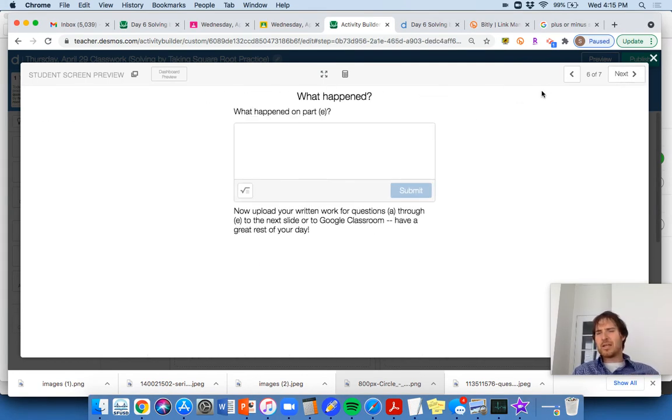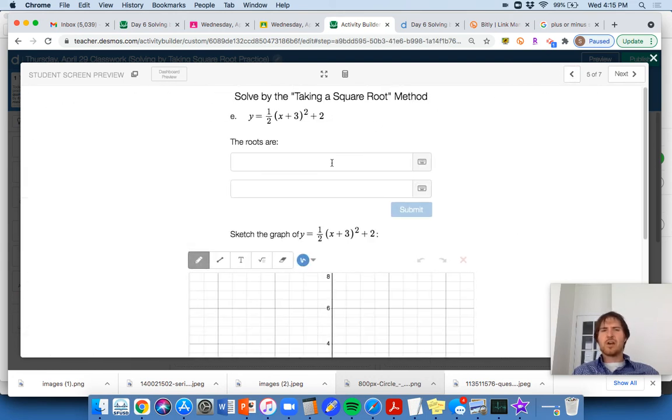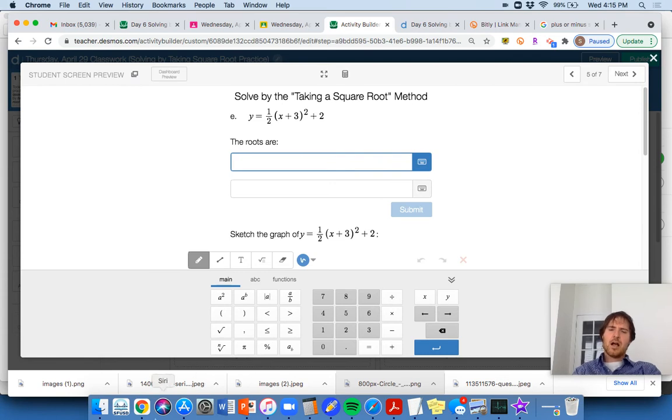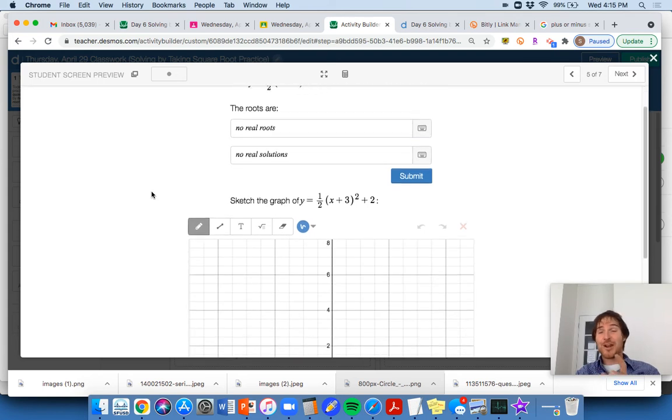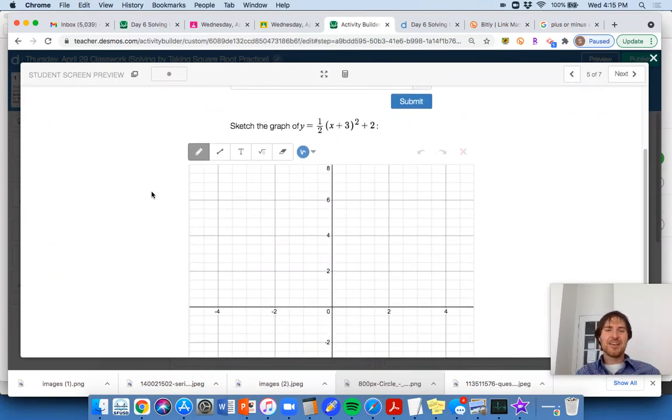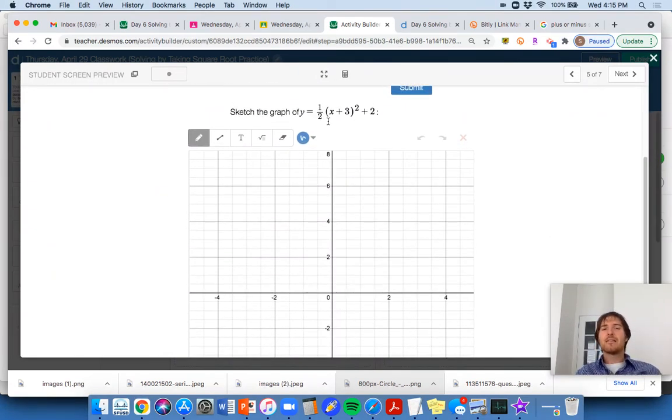What happened on part E, explain it. But here, the roots are... I'm going to put this: no real roots, or no real solutions. There are imaginary solutions, which you won't actually see on the graph because they're imaginary. But let's check this one out. Let's look at this graph. I'm actually going to graph it.